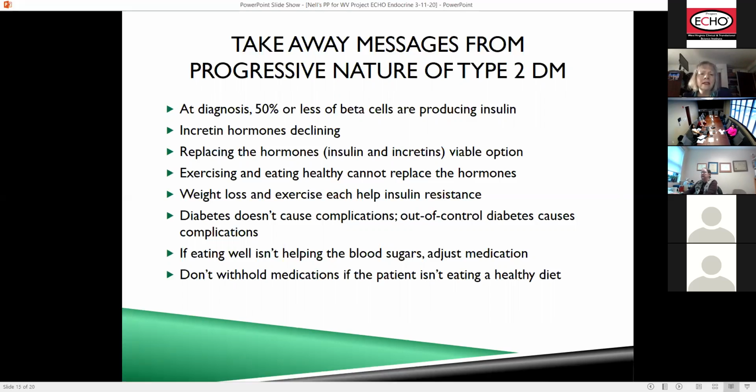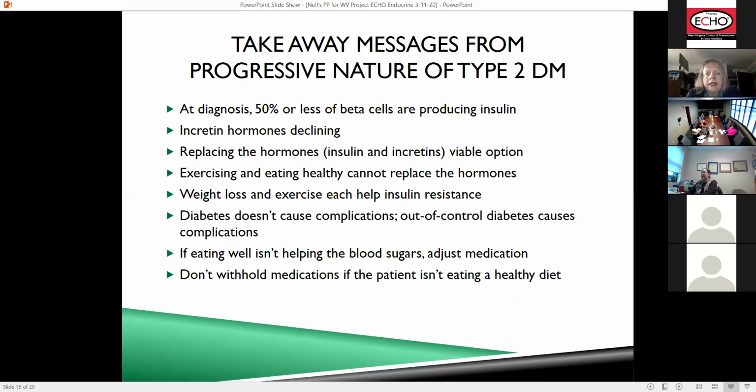So remember that at diagnosis, there's a huge loss of beta cells already. The incretin hormones are declining. Replacing those hormones is a viable option, and it goes along with guidelines. And in fact, I've had good results talking to patients. They've been reluctant to go on an injectable because it's not natural. But if you've had that discussion, you can say, well, replacing a hormone may be more natural than actually taking a pill. And so there's a thought there, if it helps.